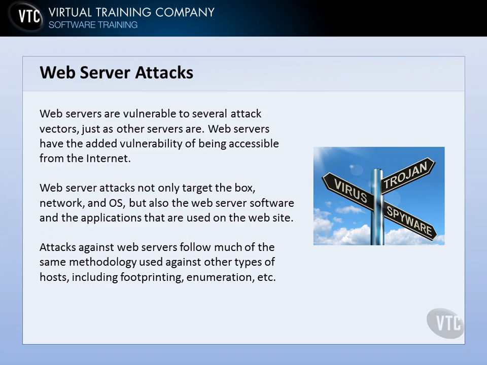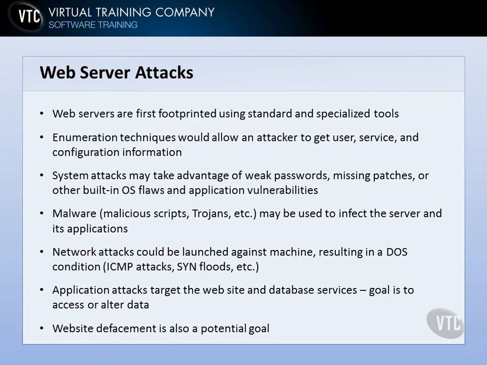Now, the attacks against web servers pretty much follow the same methodology that you could use against other types of hosts. And we're talking servers and workstations and other network devices. So you would still footprint and enumerate a web server. Now, first you would footprint it using some standardized and some specialized tools. Obviously, the standardized tools would be things like the Whois, DNS footprinting, and some of the other footprinting methods we've talked about. Some of the specialized tools might include something like Netcraft, for example, and we're going to talk about Netcraft a little bit later.